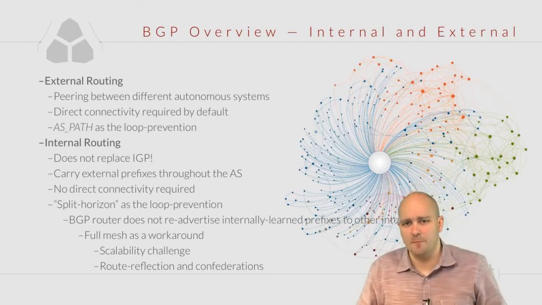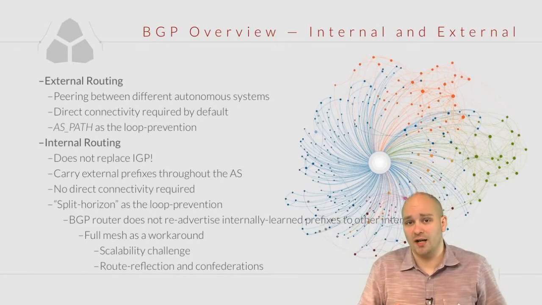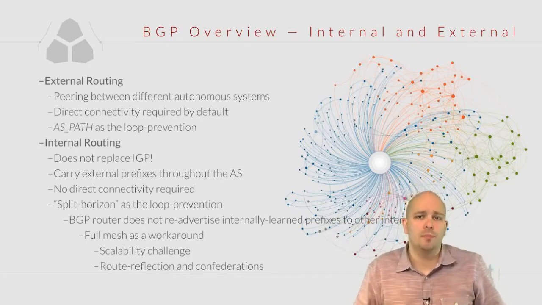So what is the difference between internal and external BGP routing? Well, first of all, the definition of an internal or an external is whom are we peering with?